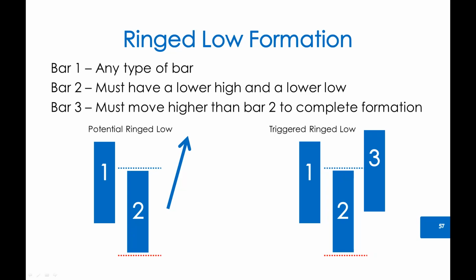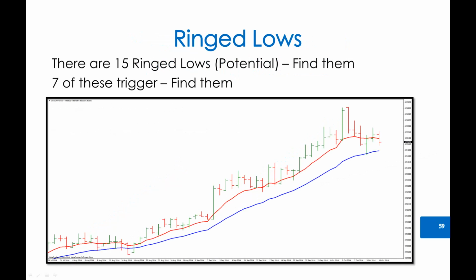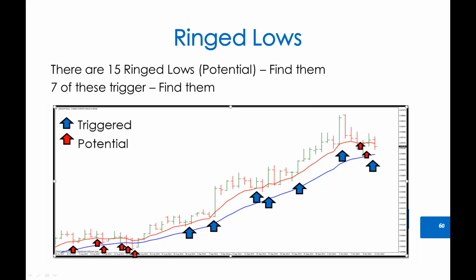You would look for the potential ring low to be at the end of a phase 2 as depicted here. So 180 profit booster specifically uses ring high and ring low. So the ring low you would look at to be at the end of a phase 2, place an entry above, stop loss below, and then trade into it as early as possible within the phase 1. When you attend the program, you will be having a look through these price charts here to pick out ring low potentials, and 7 of those have triggered. The answers are here. You can study them for your own purposes at home.